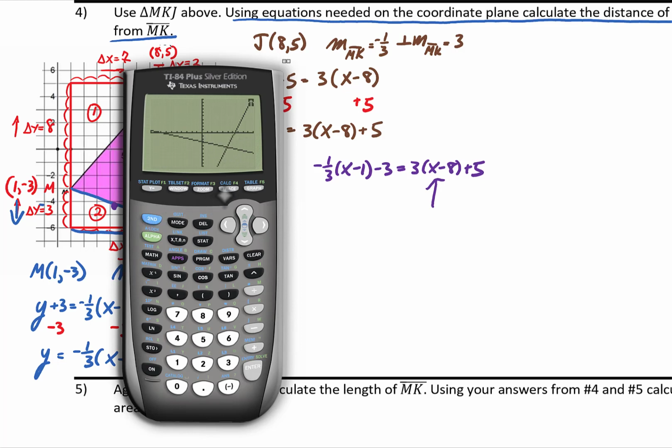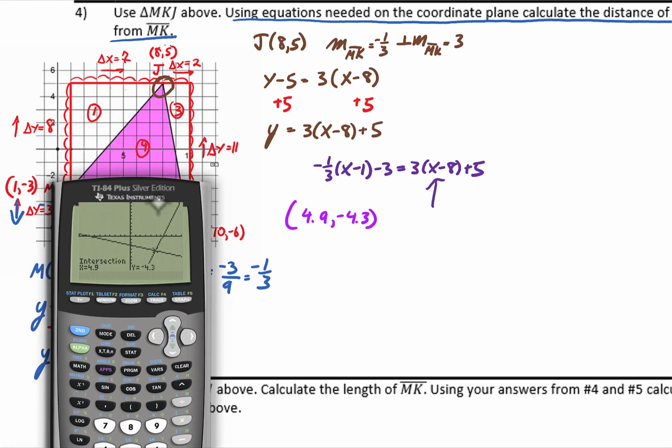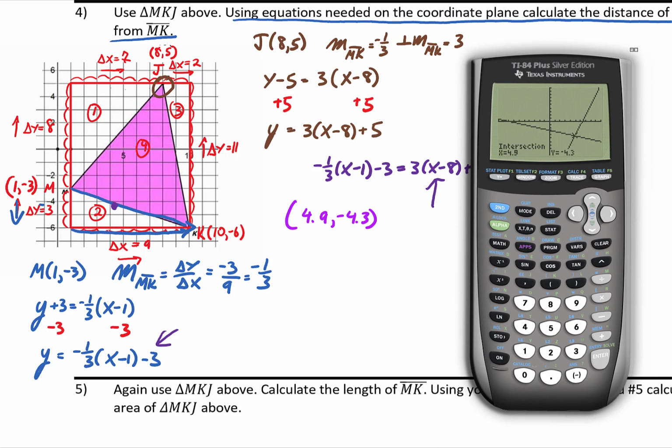So I'm going to hit second, calc. And number 5 says intersect. So it's going to find the intersect for me. And it's going to ask me, is this the first curve? Yeah, it is. And then there's a little blinking thing right here. And it's asking me, is this the second curve? Yeah, it is. Do you want me to guess? That's what the calculator is asking. I'm going to say sure. But the calculator is actually going to figure it out. And the intersection of that point is 4.9 and -4.3.